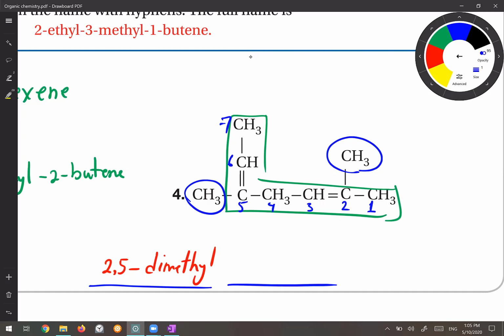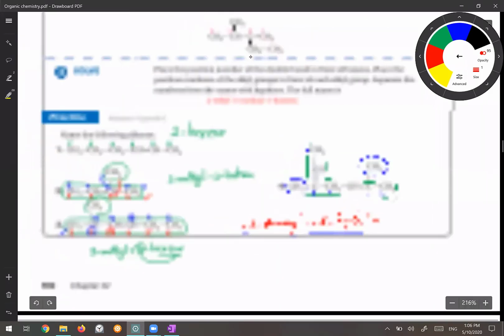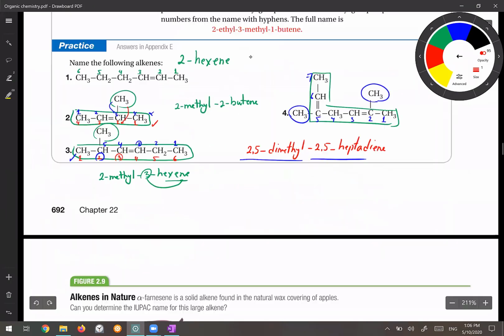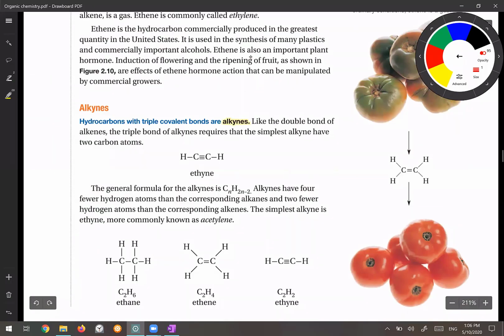The parent has 2 double bonds. The positions of the double bonds are on the 2nd and 5th carbon. So it becomes 2, 5, and I have 7 carbons, so it becomes hepta. You have 2 double bonds, so it becomes diene. So it is 2,5-heptadiene. Any question about this one? Okay, if you don't have a question, let's go to name the alkyne.